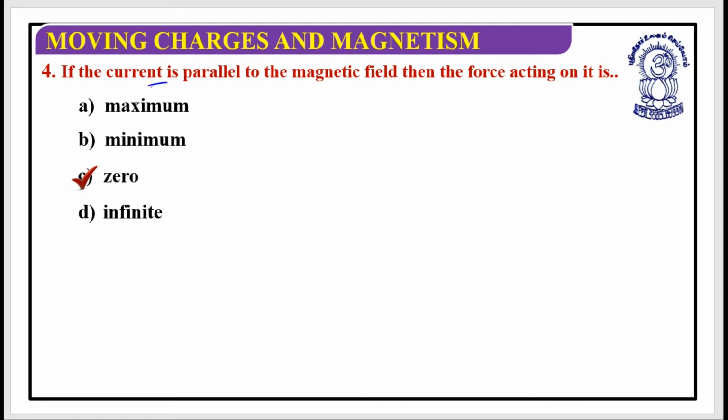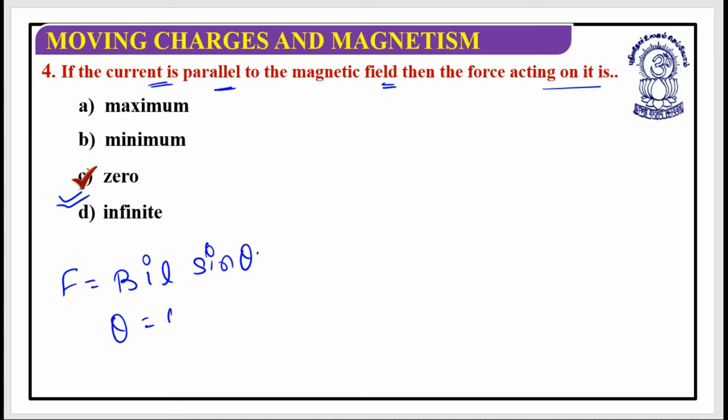Next, if the current is parallel to the magnetic field, then the force acting on it is 0. Why? F equals BIL sine theta, and in this case theta equals 0 degrees, so the force would be equal to 0. Theta is 0, and as theta is 0, force is 0. Is it clear? Are you sure?